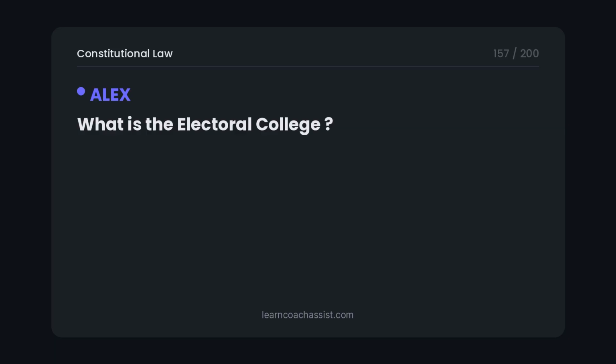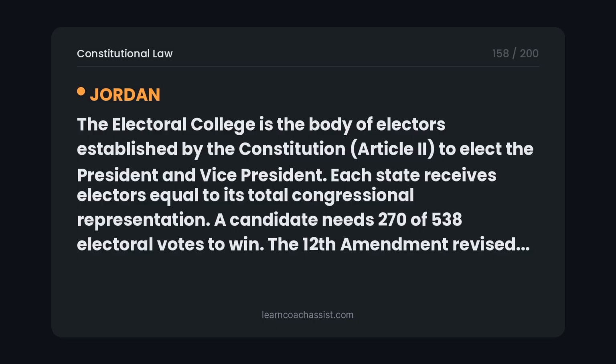What is the Electoral College? The Electoral College is the body of electors established by the Constitution, Article 2, to elect the President and Vice President. Each state receives electors equal to its total congressional representation. A candidate needs 270 of 538 electoral votes to win. The 12th Amendment revised the process after the 1800 election.